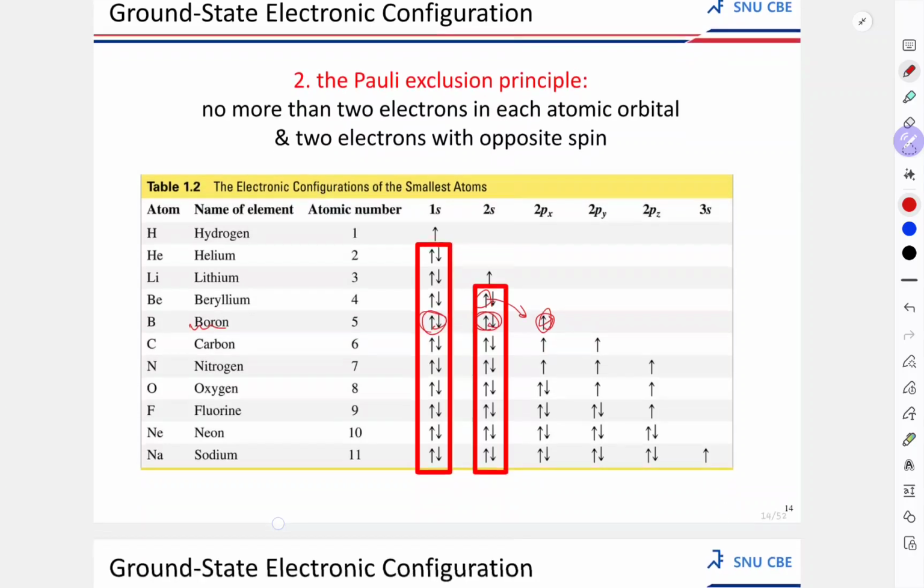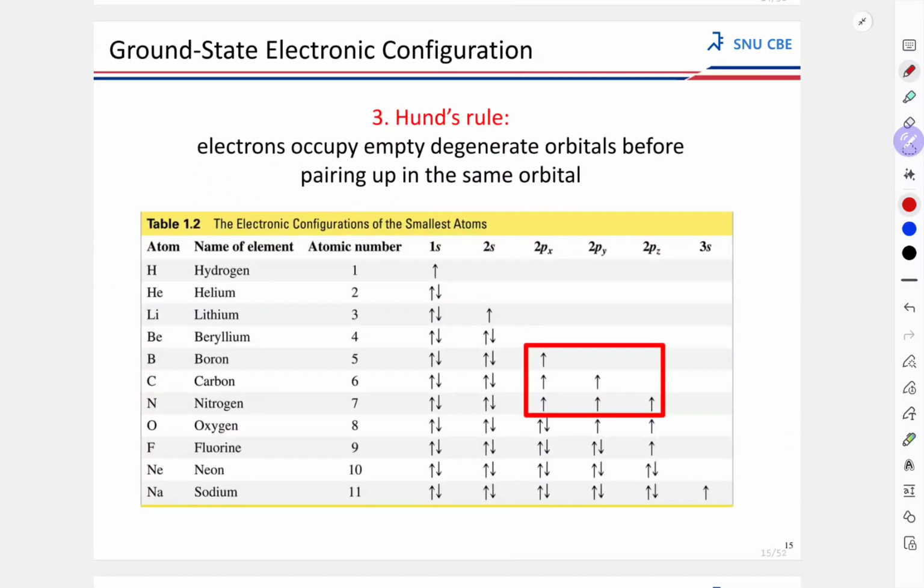And what about this? That can be explained by Hund's rule, right? What is Hund's rule? Hund's rule says that electrons occupy empty degenerate orbitals before pairing up within one orbital. For instance, for carbon, instead of filling up this orbital, you have to occupy the next orbital first. So electrons occupy empty degenerate orbitals before pairing up in the same orbital.